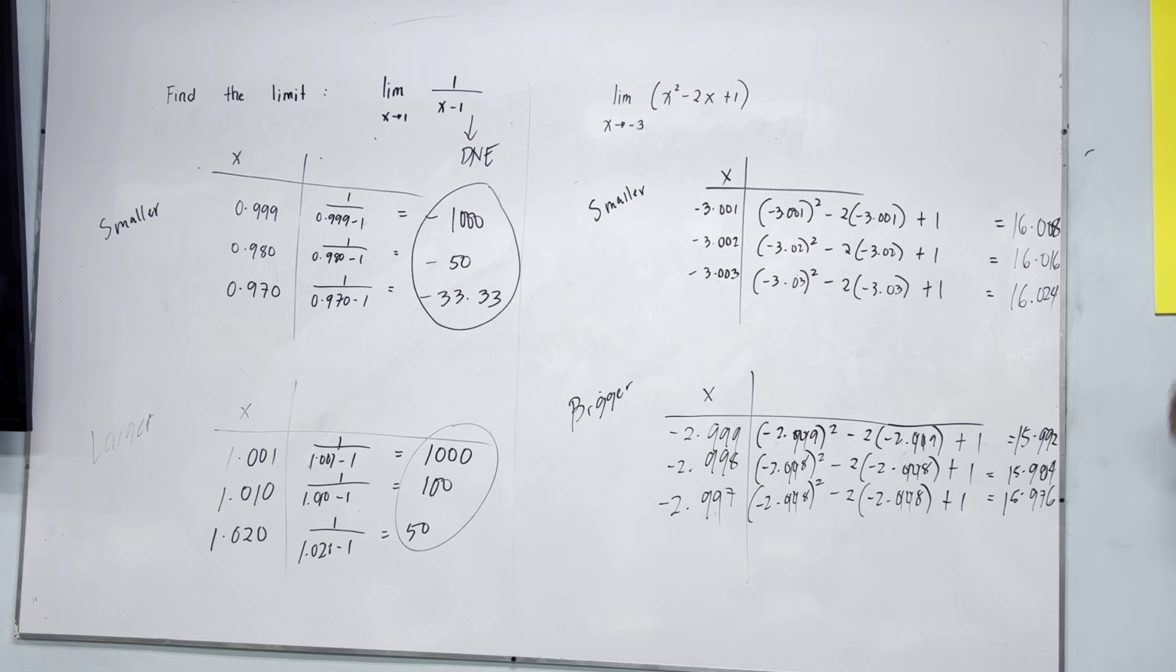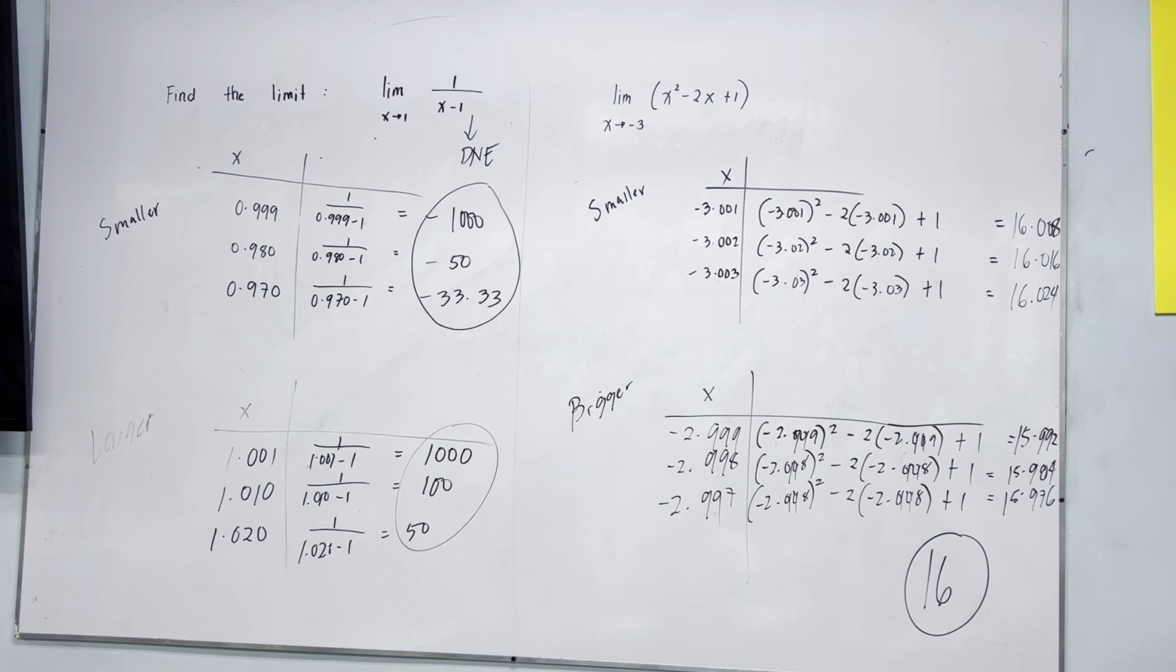Ibig sabihin, habang papalapit tayo ng papalapit kay negative 3, anong value? Anong L natin? Feel ko 16. Na hindi tayo magta-touch sa 16. Doon tayo mag-meet pero open siya. 16. So, ang limit nito ay 16. Yun nga lang ang haba.